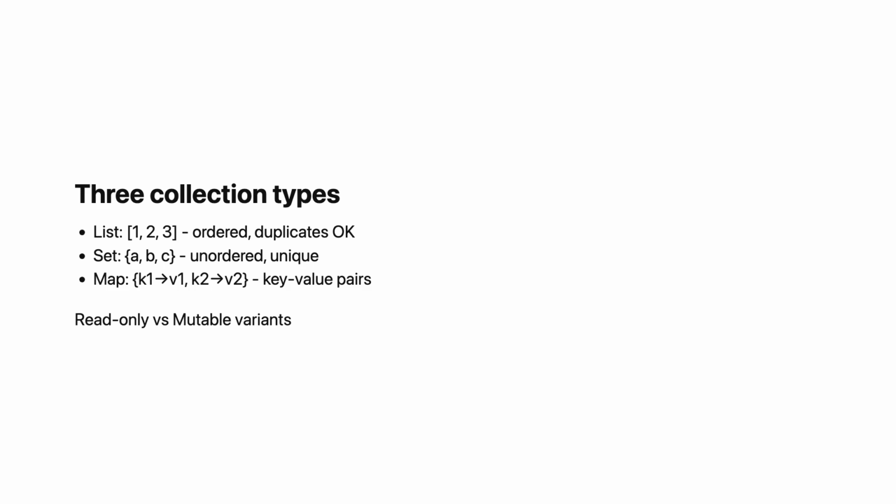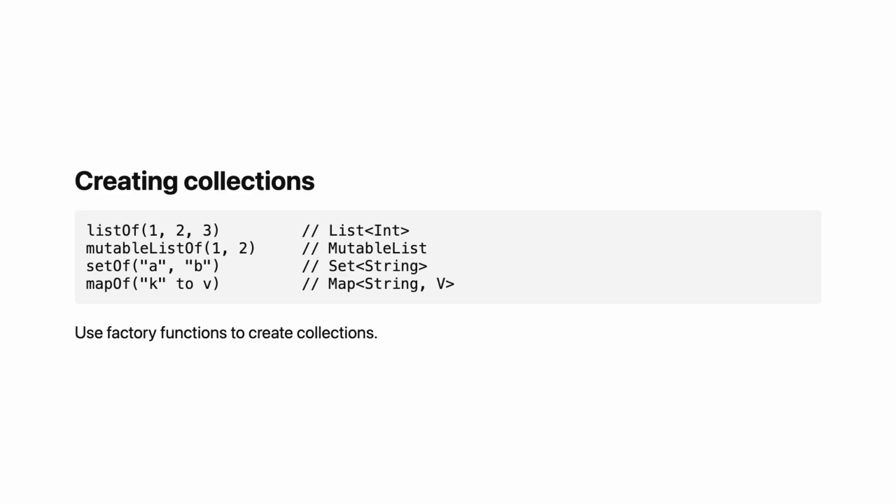Create a list with listOf: val numbers = listOf(1, 2, 3). Create mutable lists with mutableListOf: val mutableNumbers = mutableListOf(1, 2, 3). Create sets with setOf: val uniqueNames = setOf("Alice", "Bob"). Create maps with mapOf: val ages = mapOf("Alice" to 30, "Bob" to 25). The to is shorthand for Pair("Alice", 30).